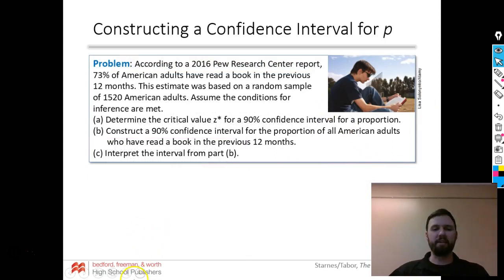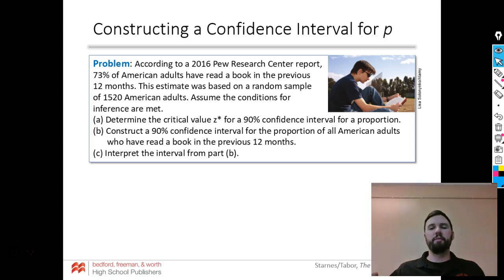Let's construct an actual confidence interval. According to the 2016 Pew Research Center, 73% of adults read a book in the previous 12 months. And that's based on a sample of 1,520 adults. Let's check.